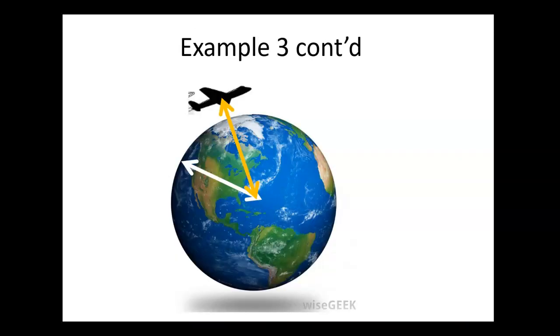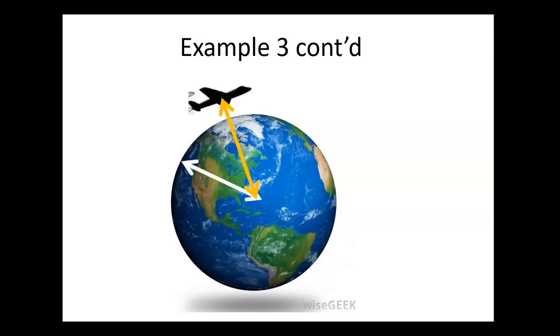So here we've got a picture. The white arrow shows the R, basically the distance between the student and the center of the Earth when the student is at a position at sea level, and the longer yellow arrow represents the distance between the student and the center of the Earth when the student is in the airplane.